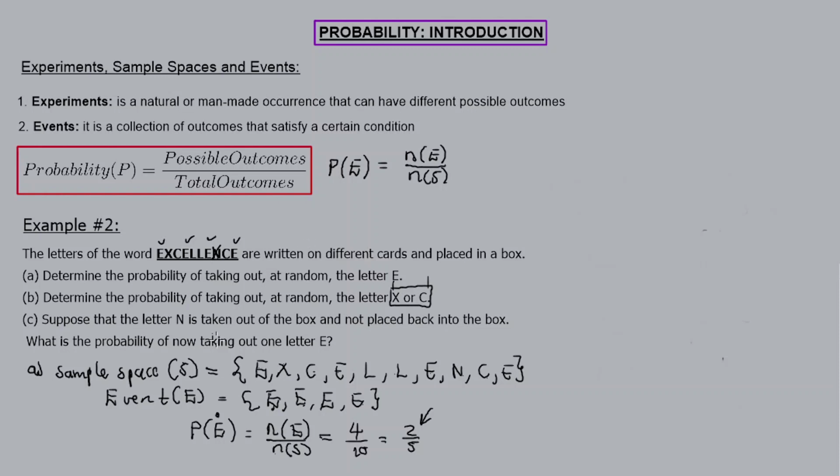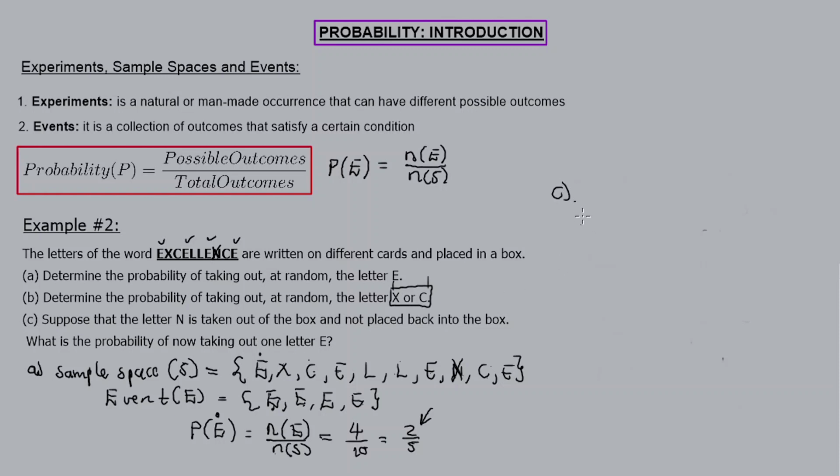Right? Now, what happens to the sample space? The sample space decreases. So I'm only left with 1, 2, 3, 4, 5, 6, 7, 8, 9. Now I'm left with 9 letters in the sample space, because I took out the N and I don't return it. Now the question is, what is the probability of now taking out the letter E?